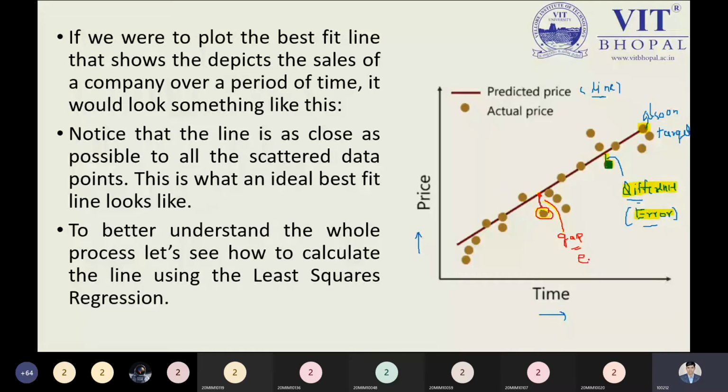This could be positive or negative, depending on our calculation. But the error cannot be negative. Error would always be positive. So what you can do is square it, and then definitely the error would be positive. So this was the point. Now this diagram is clear to you right now?